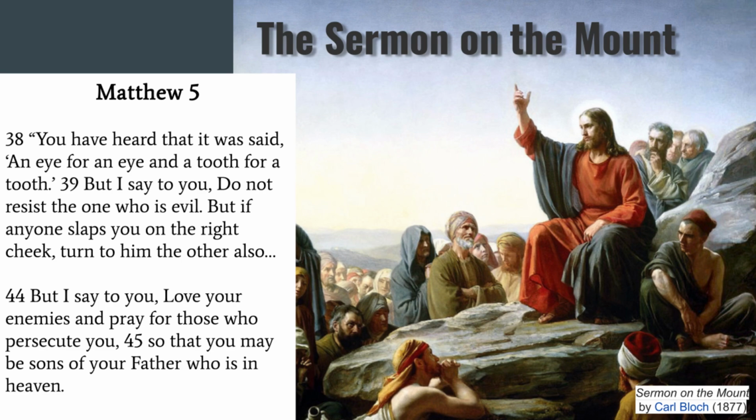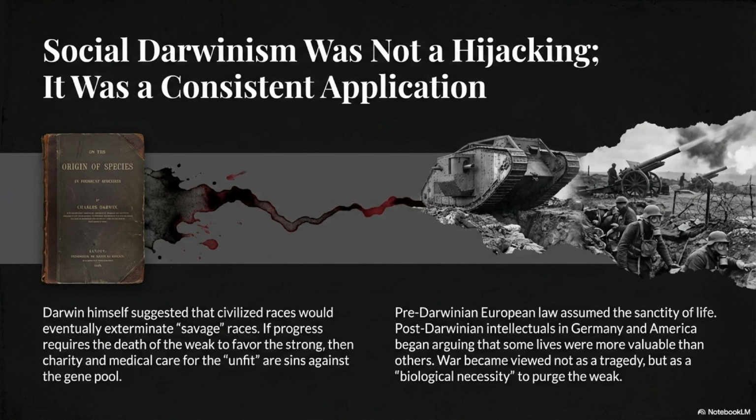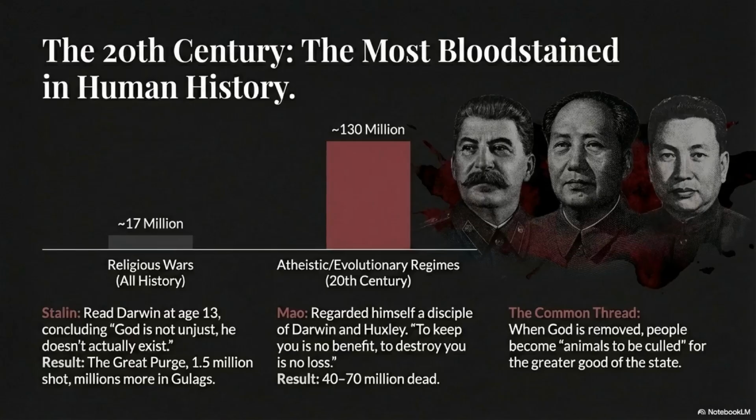Whereas, the authors argue, when an evolutionary regime like the Nazis or the Khmer Rouge kills the weak, they are acting in accordance with their worldview. They are being consistent with the principle of survival of the fittest. That is a very provocative distinction. One is a failure to follow the rules. The other is the rules in action. That's the claim they're making.